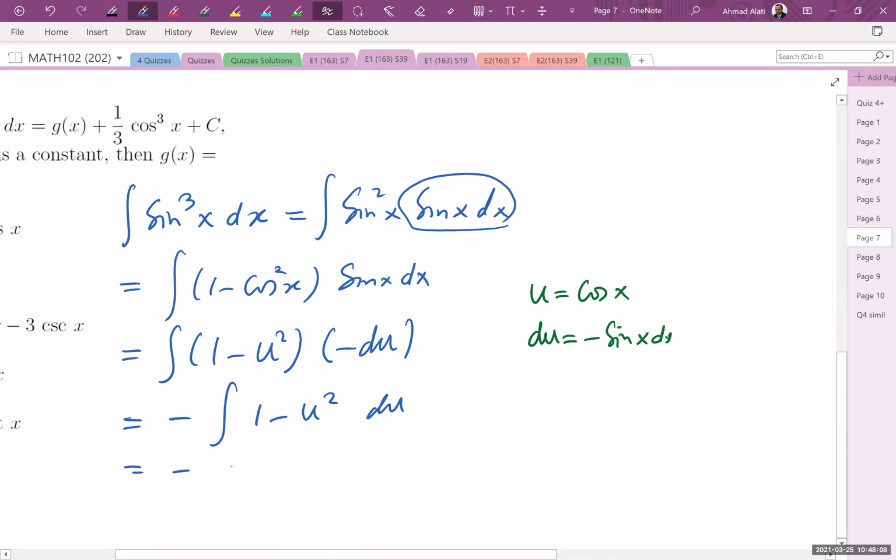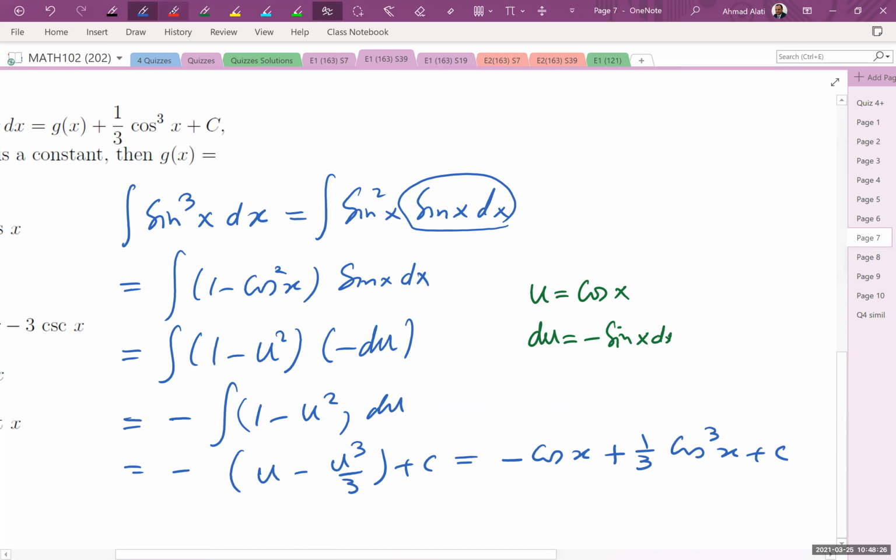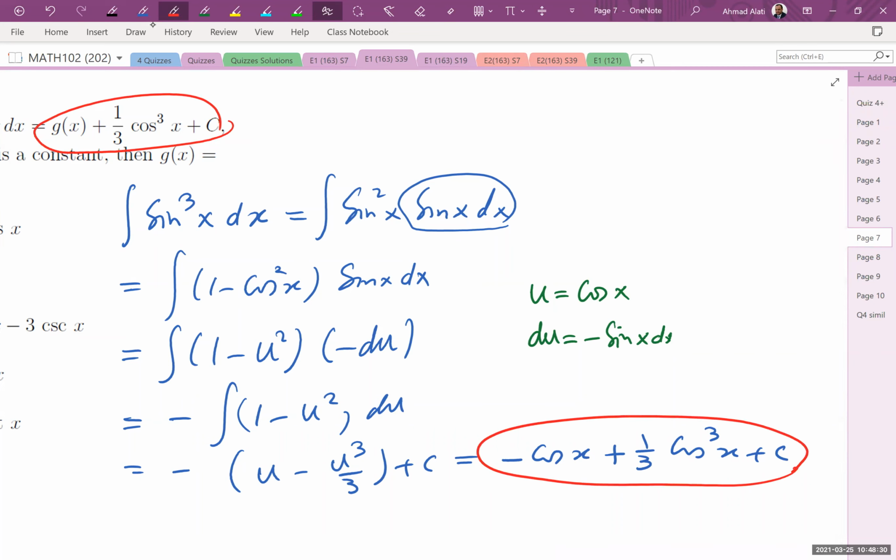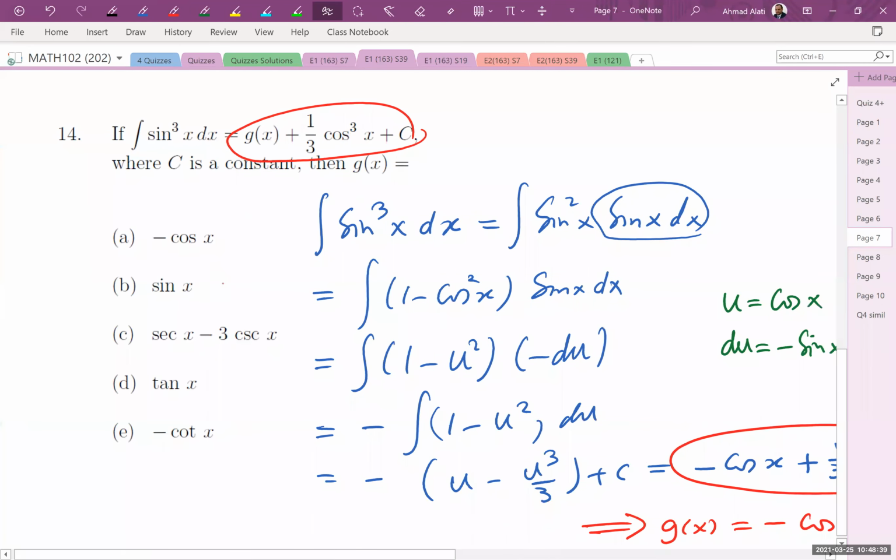And this equals negative, what is the integral of 1? It is u, minus u cubed over 3, plus c. This equals negative u. What is u? U is cosine x, minus, it will be plus, negative times negative, one third cosine to the power 3x, plus c. Compare this one with this one. So this implies that g of x equals negative cosine x, which is the right answer.